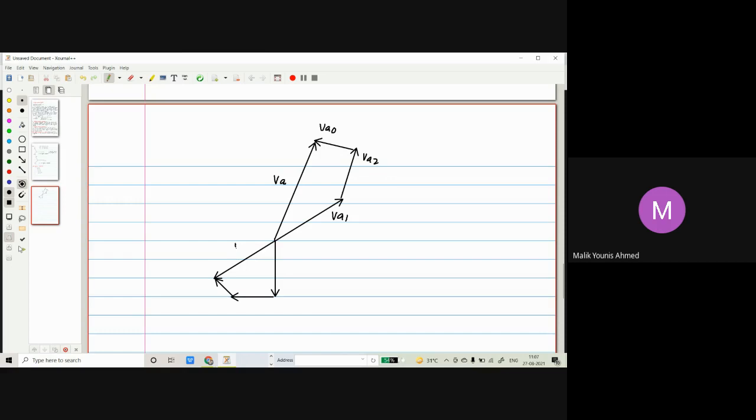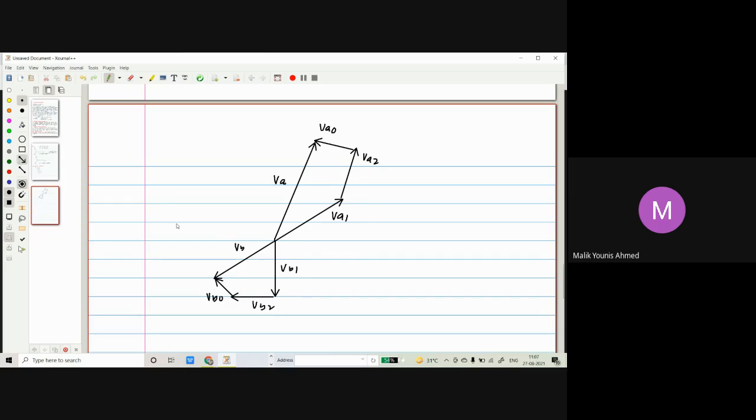So this is VB. This is your positive sequence in the phase A. This is the negative sequence in the phase B. Sorry, phase B. This we are talking about zero sequence in the phase B. And if we take the resultant of this, it will be unbalanced voltage VB.